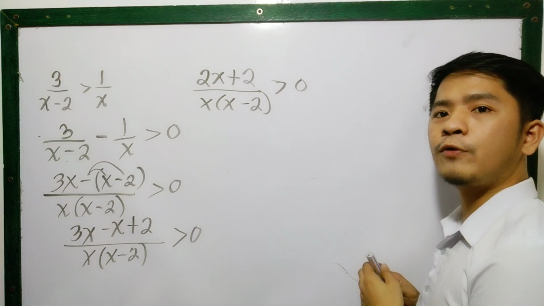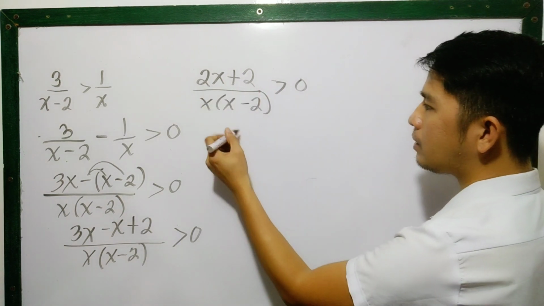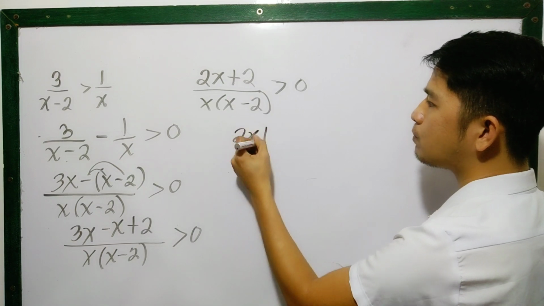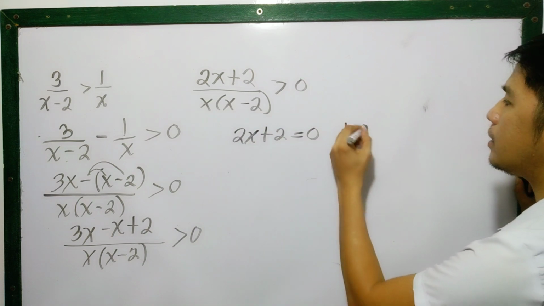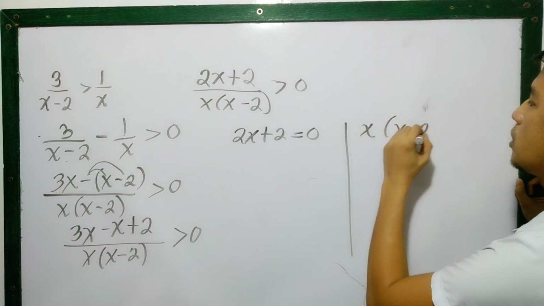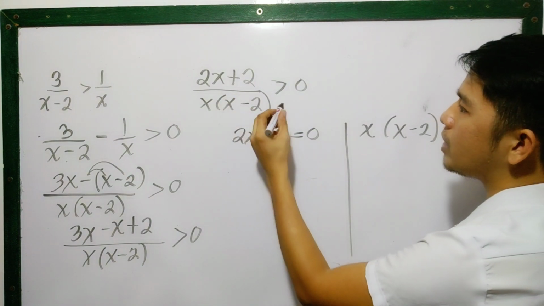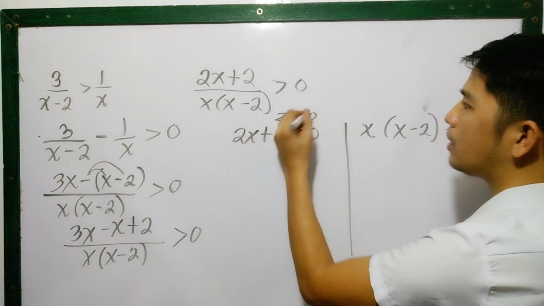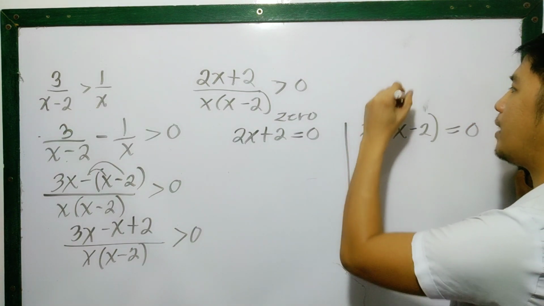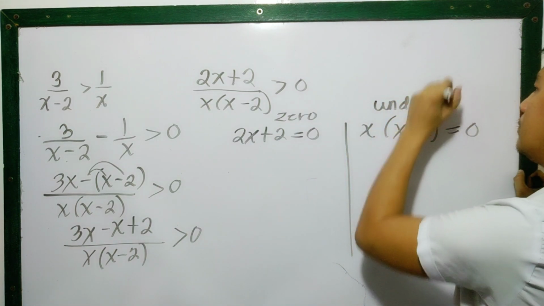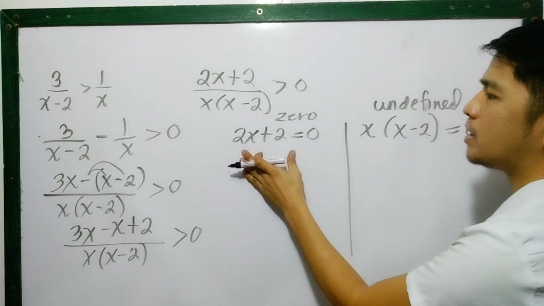So we can now solve for the critical numbers. To do that, our numerator, 2x plus 2 equals 0. Our denominator, x times x minus 2 equals 0. So our rational expression will become 0 when we get the value of x here, and it will become undefined for whatever value of x we get here. So, let us solve first for the 0.